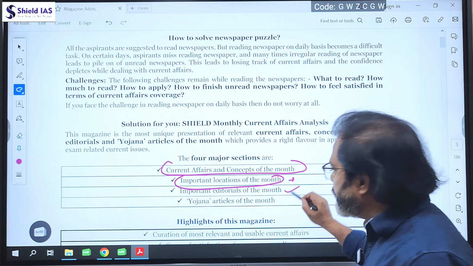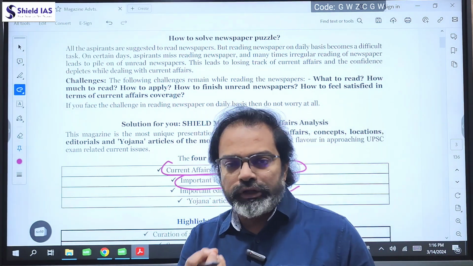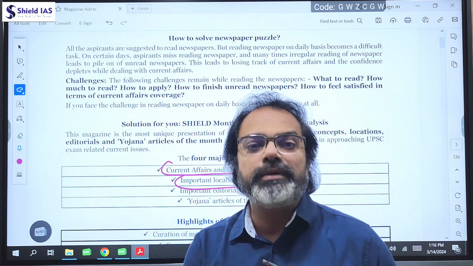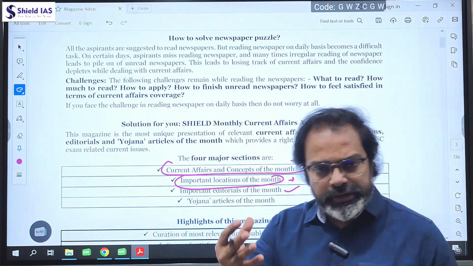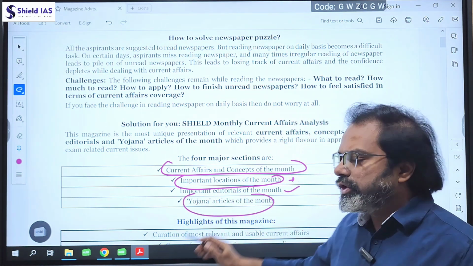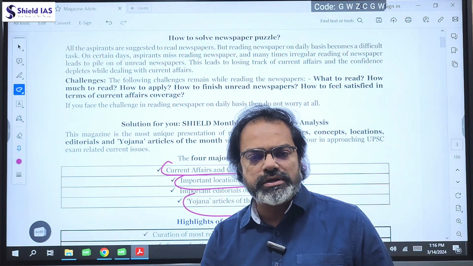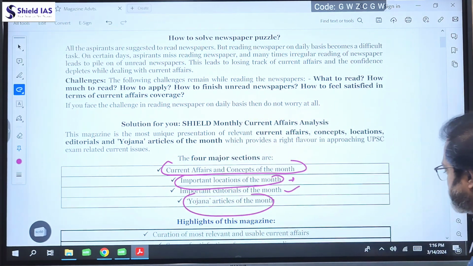Now comes important editorials. There are certain important editorials which form the core or the crux of most of the questions asked in the mains examination. So these editorials have been filtered from the entire month. And then the summary of the Yojana articles, again helping you in writing the mains answers. So this has been a properly balanced magazine.